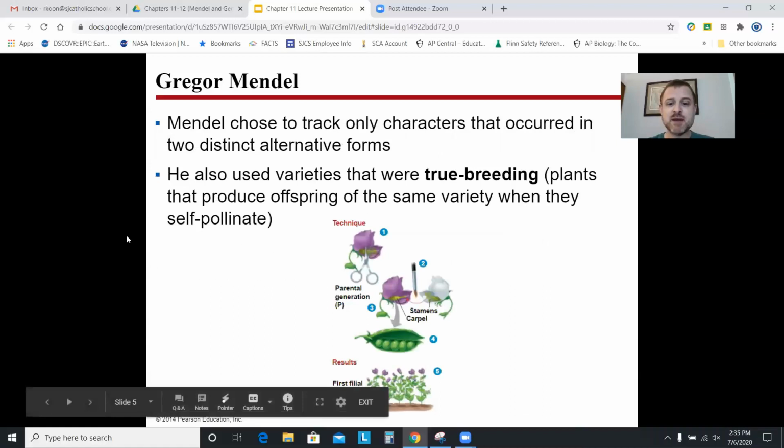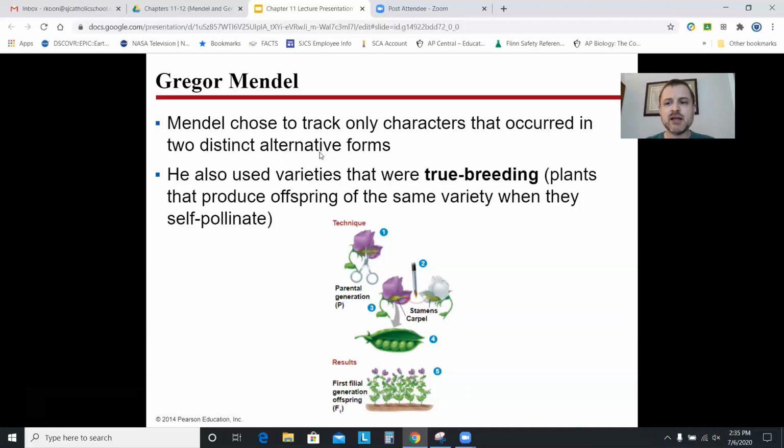Basically what he would do, let me go back a second. He also very intelligently used plants that are called true breeding plants. These are plants that, if they self-pollinate, like purple plants breeding with purple plants, you only get purple plants. A purple plant that could produce white plants is not true breeding. So true breeding means purple only gives you purple, white only gives you white, and so forth. Today, we would call those plants homozygous versus heterozygous, words that we'll see later in this chapter.